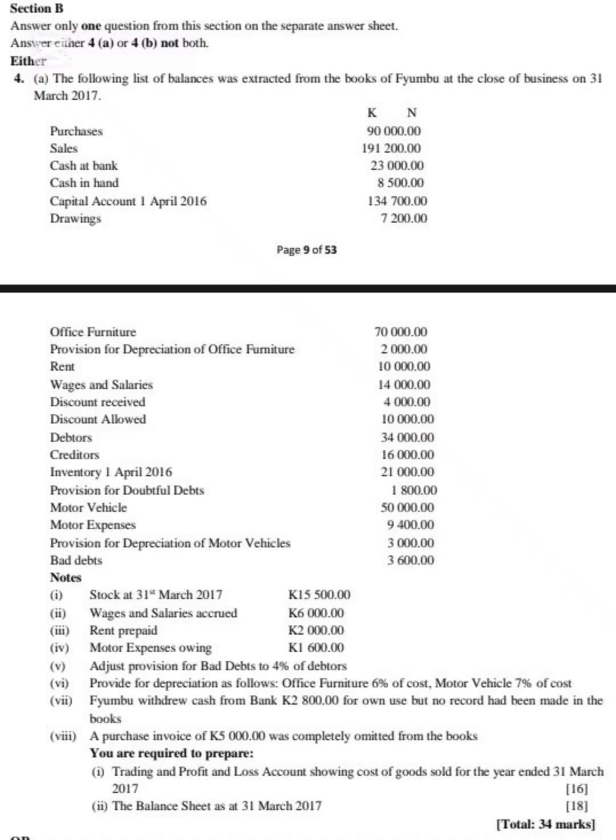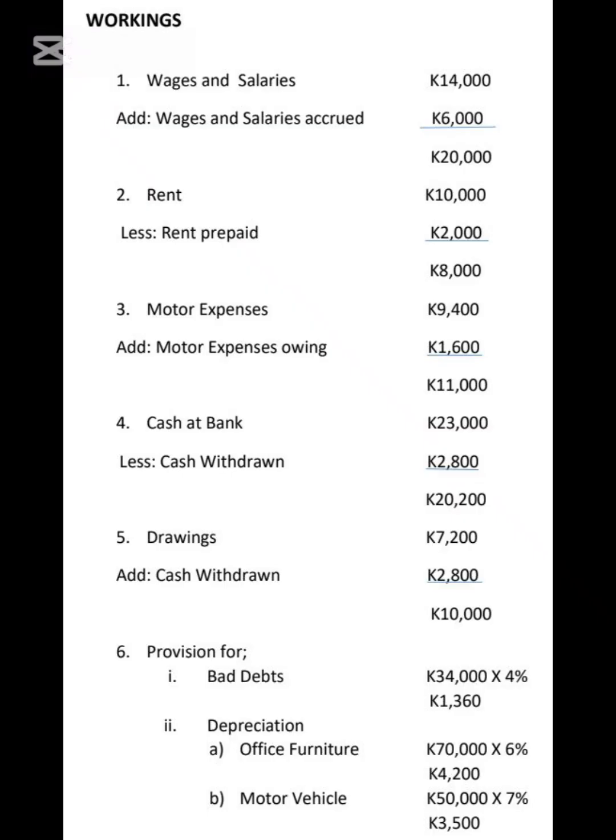So we have wages and salaries. For stock, it is just direct, so we don't have to panic about that, and we don't have to do anything. We just need to place it where it is supposed to be placed in the trading profit and loss account and in the balance sheet. So we have wages and salaries costing 14,000 from the list of balances. Then in the additional information in the notes, we have wages and salaries accrued 6,000. So we add 6,000 to the 14,000 that we already have, which should give us 20,000.